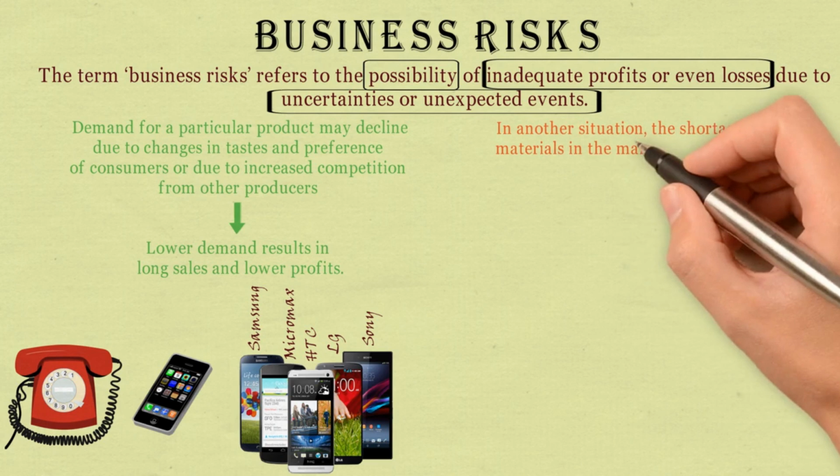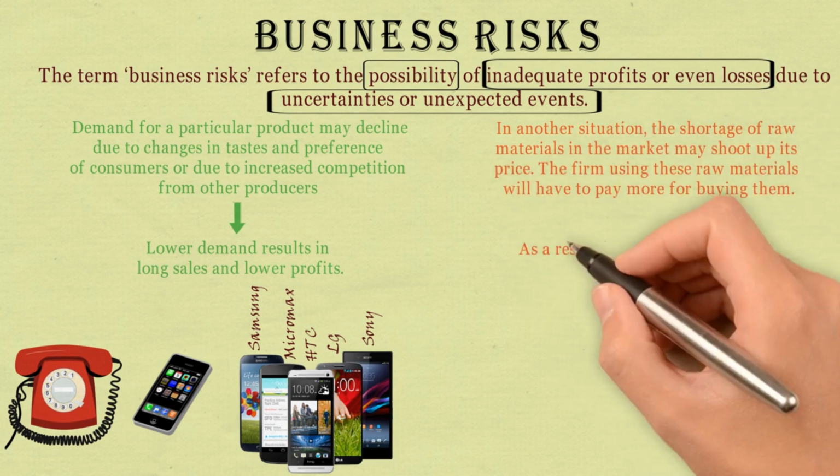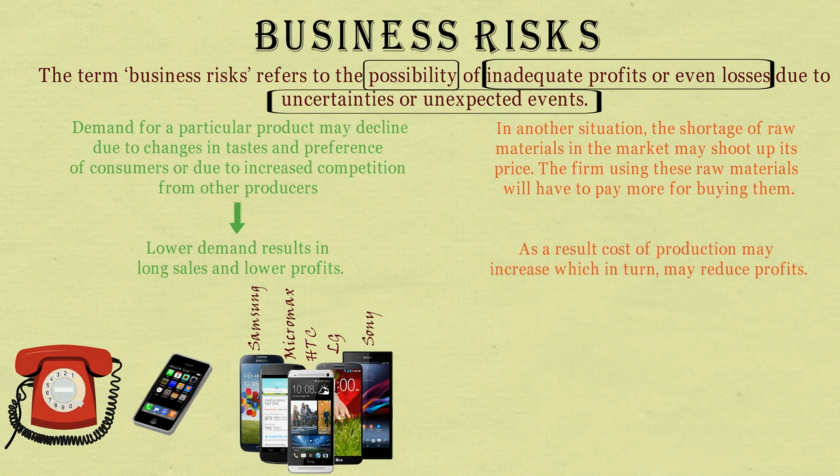In another situation, the shortage of raw materials in the market may shoot up its price. The firm using these raw materials will have to pay more for buying them. As a result, cost of production may increase, which in turn may reduce profits.